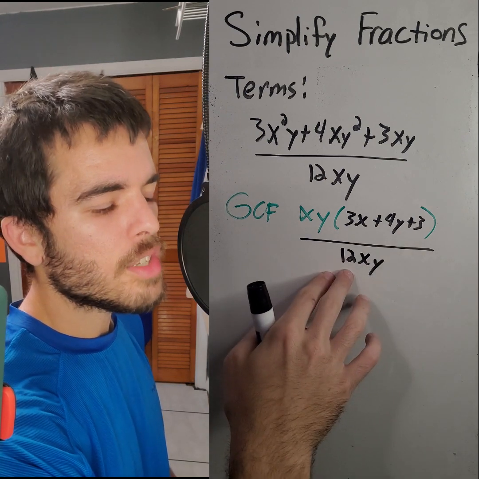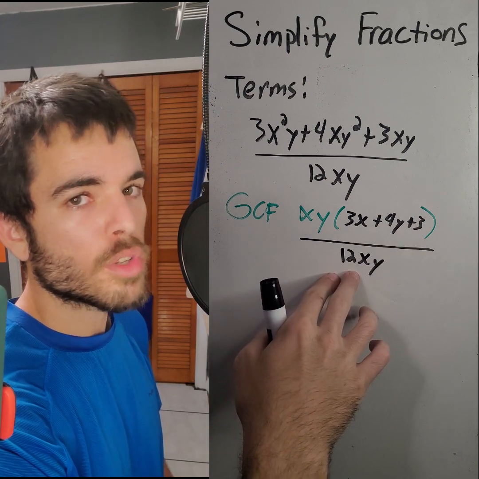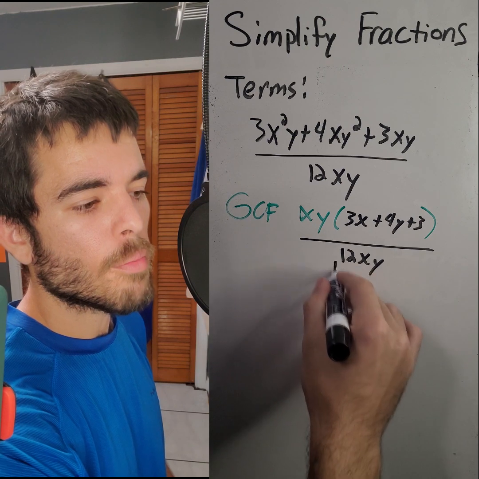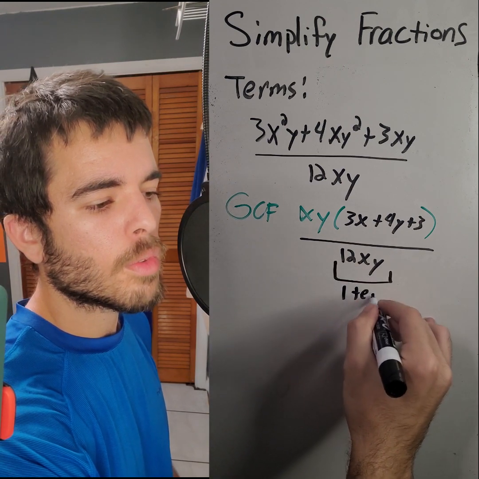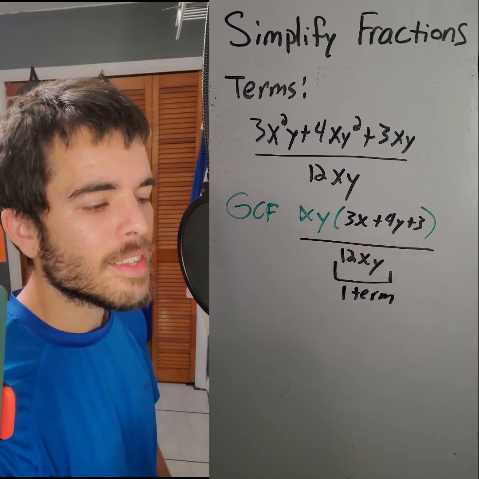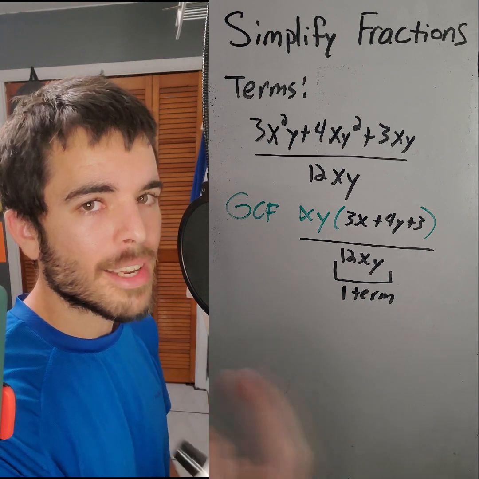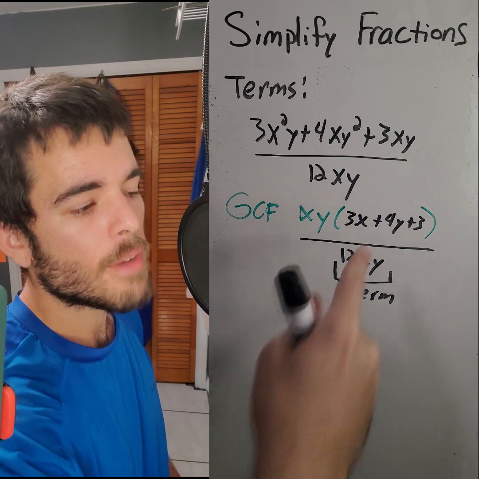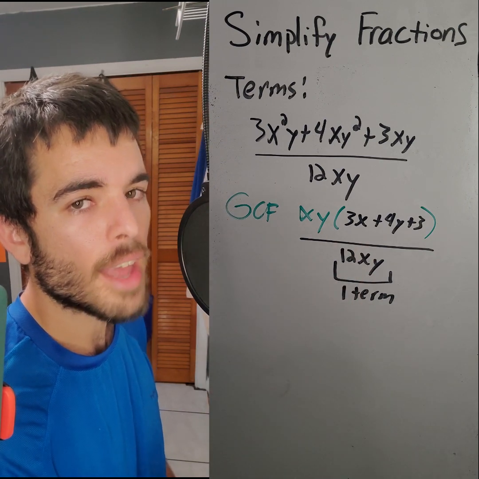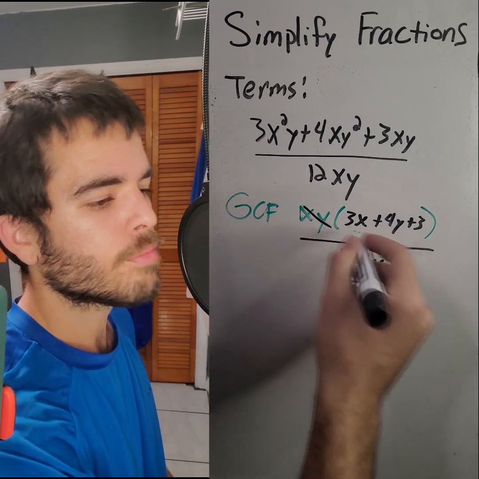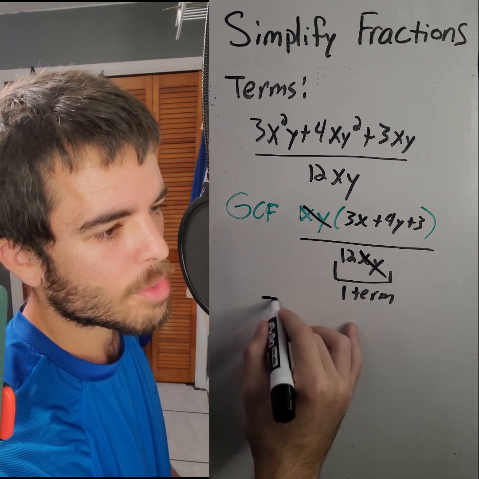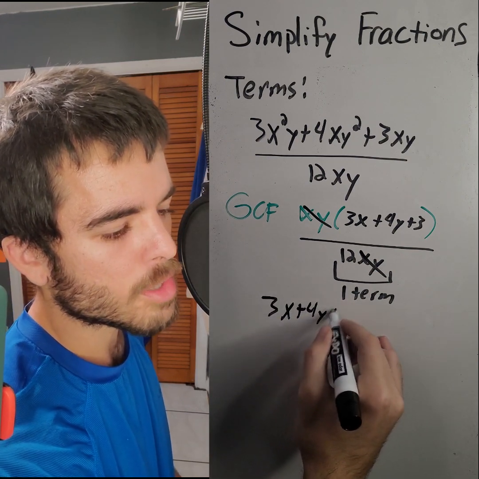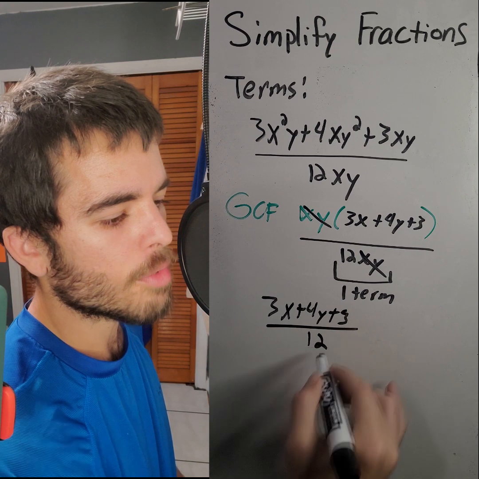I don't have to find a GCF for the denominator because there are no separate terms. That's just one term. And again, the keyword is term, which comes from the plus or minus signs. That's the red flag that you're looking for. Now that I've factored the numerator, I can cancel out the xy's top and bottom. That's going to give me 3x plus 4y plus 3 all over 12.